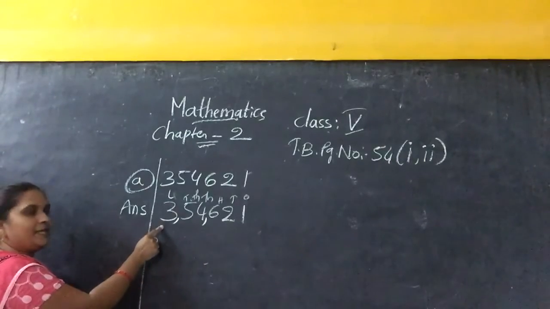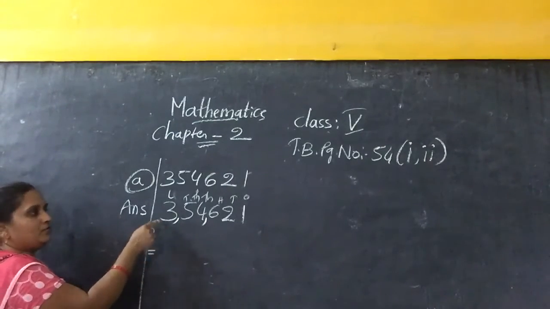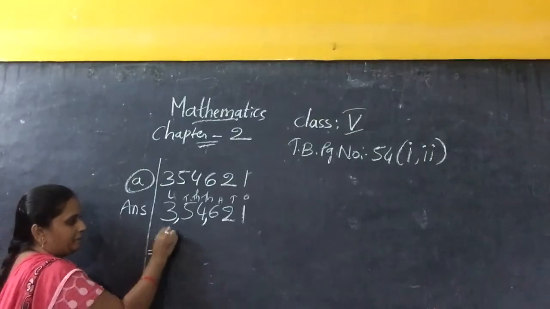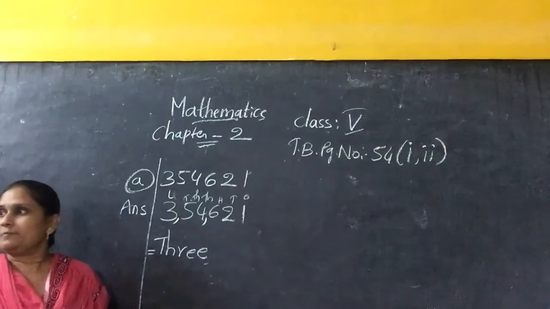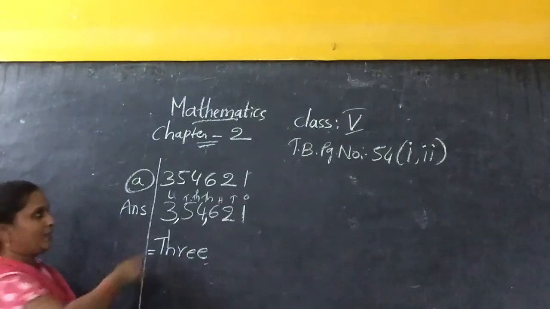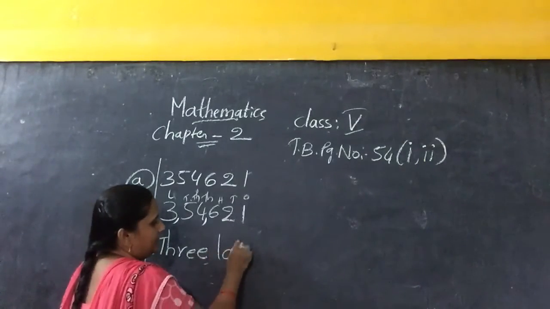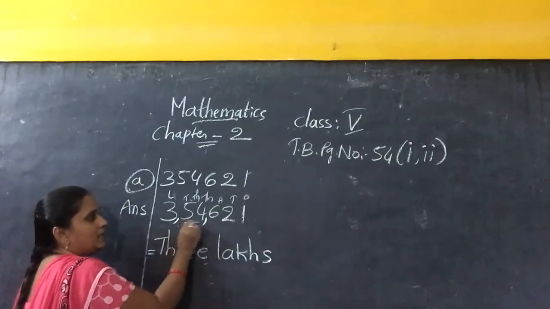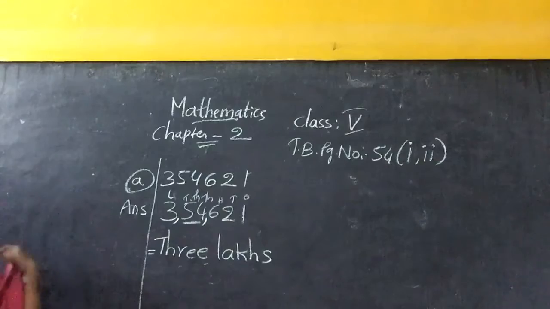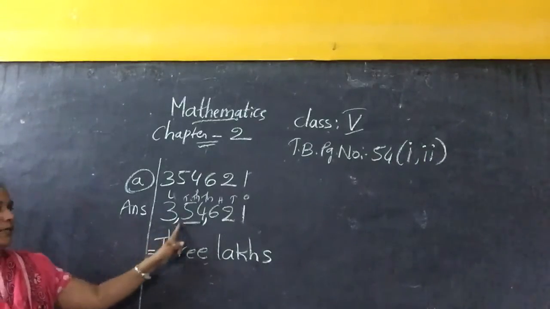In the lakhs place value, what number is there? 3. So write the spelling THREE. 3 is in which place value? Lakhs place value. So write LAKHS. 3 lakhs. Then in the thousands place, whatever the number may be, we have to read it together.